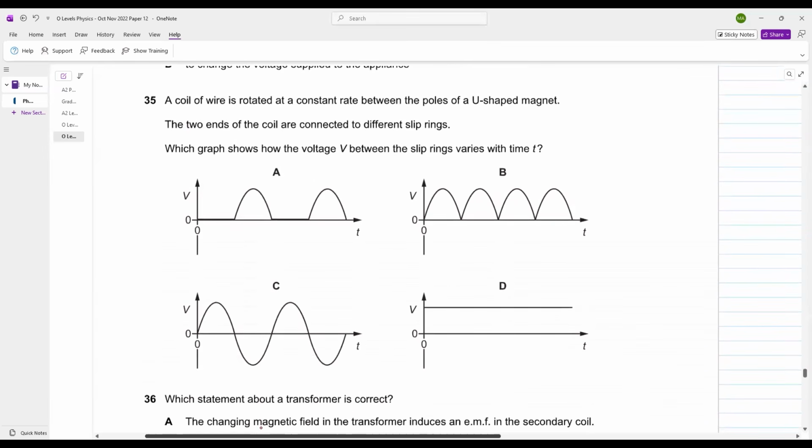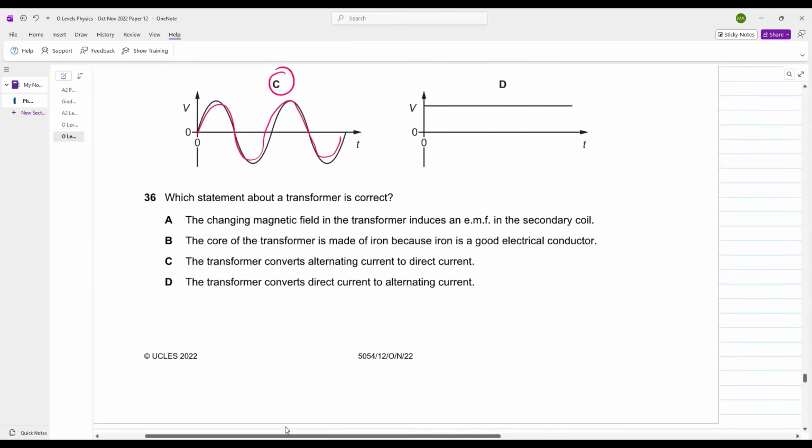A coil of wire is rotated at a constant rate between the poles of a U-shaped magnet. The two ends of the coil are connected to different slip rings. Which graph shows how the voltage V between the slip rings varies with time? हमेशा याद रखो, ये स्लिप रिंग्स हैं। स्लिप रिंग्स किसमें लगी होती हैं बेटा, AC जनरेटर में। और AC जनरेटर्स में आपका वोल्टेज पॉजिटिव नेगेटिव फ्लक्चुएट करता है इन बोथ डायरेक्शन्स। C is your answer.